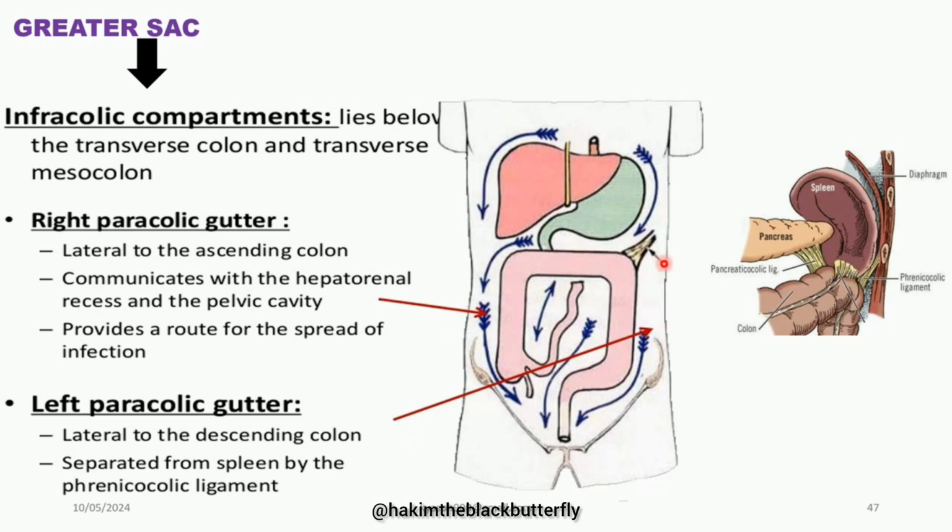So infections can't spread all the way as is seen on the right side. On the left side, this limits infections spreading up towards the supracolic compartment from the infracolic compartment. But on the right, there is no guard. Here we have a guard that will limit spread of infections between these two compartments. That guard is the phrenicocolic ligament.